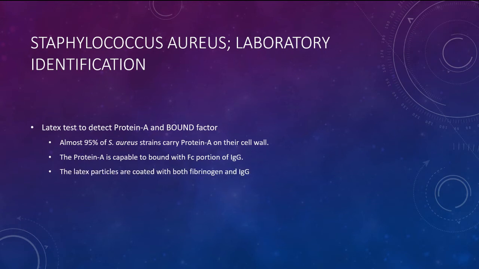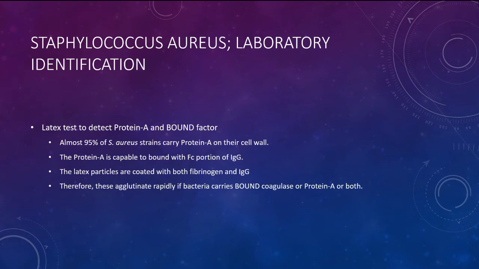So what we have done is that we have coated the latex particles with both fibrinogen and IgG. So if the tested isolate has a bound factor or protein A or both of them, they will quickly agglutinate all these latex particles, which will be very clearly visible. And this test has really revolutionized the coagulase testing, which was before tested on tube and slide method, and the results were not readily available for the tube method.